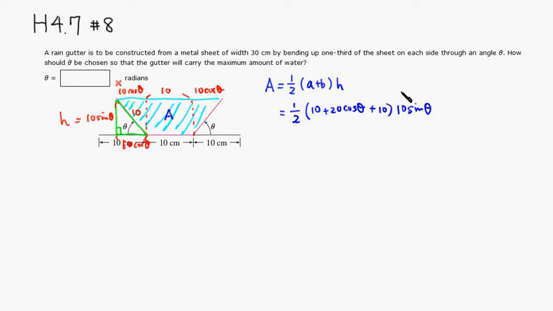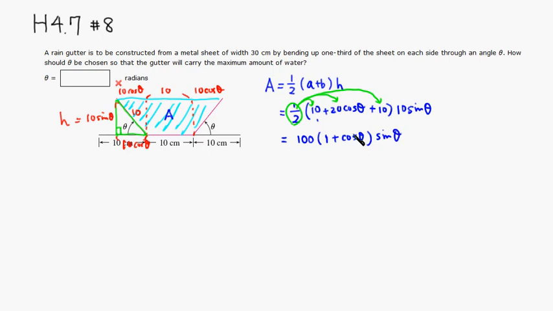So let's try to simplify. I'm going to distribute the 1/2 to the 10, the 20 cosine, and also the other 10. You have a 5 from here and 5 from there, so that's 10, and this is going to be 10 cosine of theta. I'm going to pull out the 10 from here and also the 10 from there. Then you get 100 times the quantity 1 plus cosine of theta, then you have a sine of theta here. So just simplify, you get that.